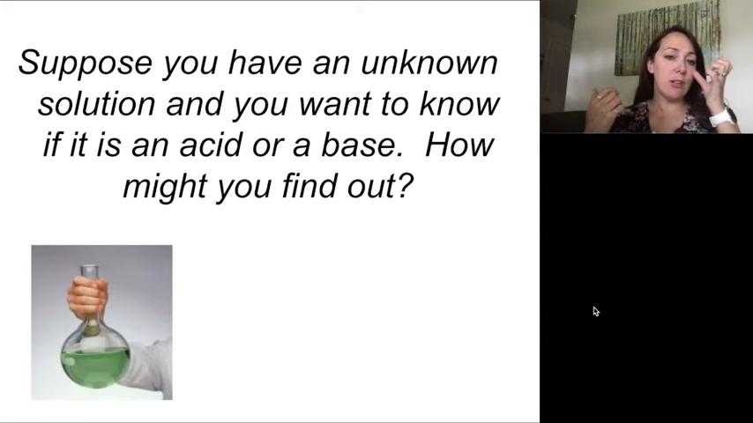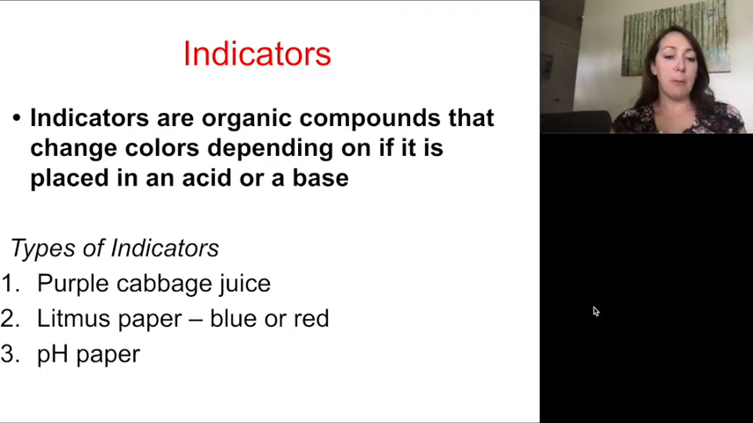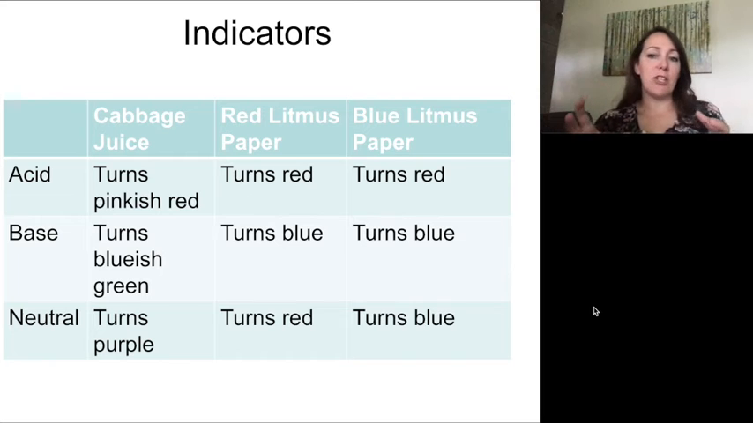So suppose you have an unknown solution and you want to know if it's an acid or a base. How might you find out? We already went over one. Let's look at the rest. So we have indicators. Indicators are organic compounds that change colors depending on if it's placed in an acid or a base. So some types of indicators that we have are purple cabbage juice, we have litmus paper, blue or red, and we have pH paper. This is a lot of information thrown out that if you don't work with it, it might get a little confusing to follow. But let's look at this.